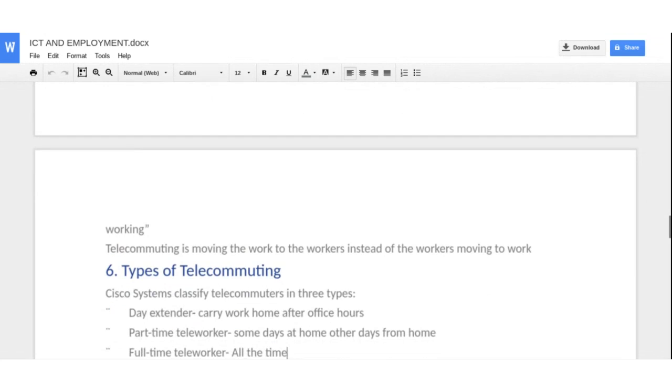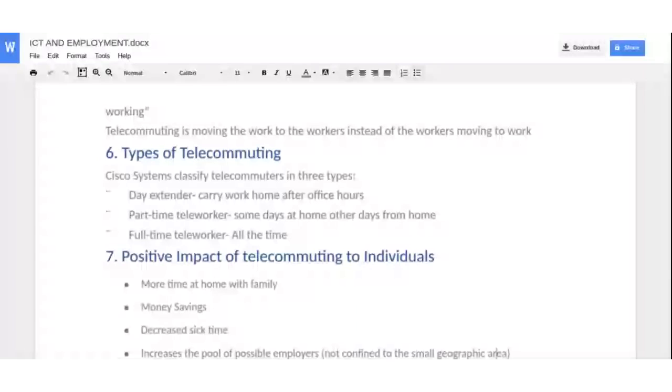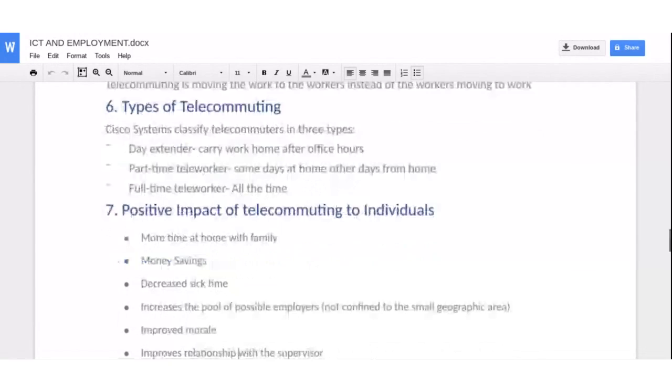This document also explains about types of telecommuting. I think I can let the students read on your own what the various types of telecommuting are, and it's just a general description of various types. And of course, this is borrowed from the company. Cisco Systems classified commuters in 3 types, and they are indicated there. So I think that you can read later.